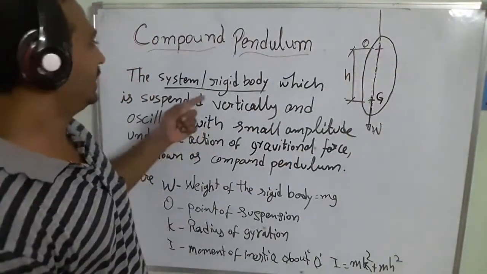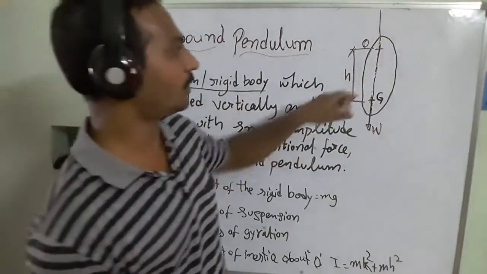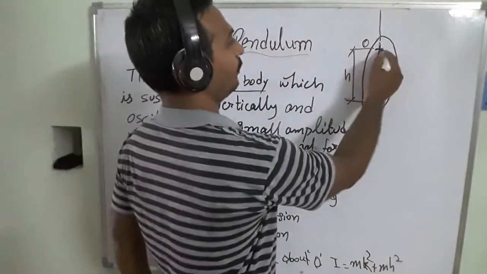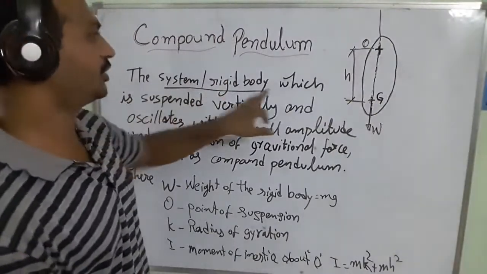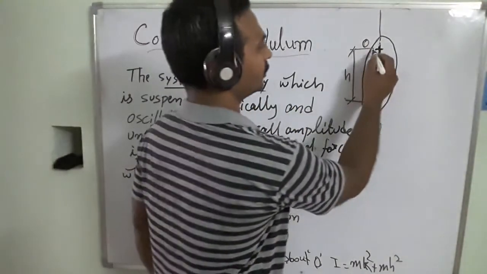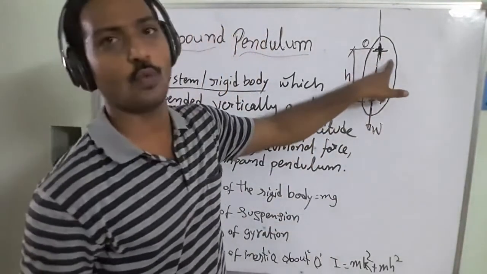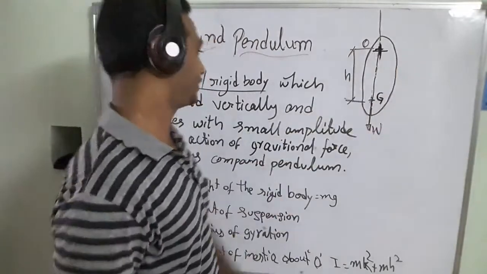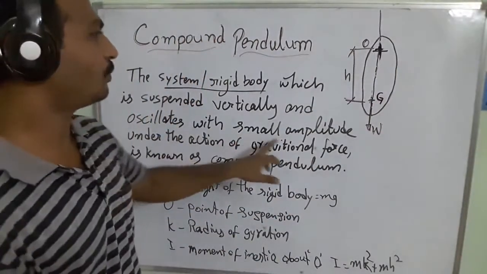So, there is going to be a rigid body. This is the rigid body, and it is suspended vertically. For this one, I had fixed it at this point O. O is the fixed point for this solid object. Then it oscillates with a small amplitude.